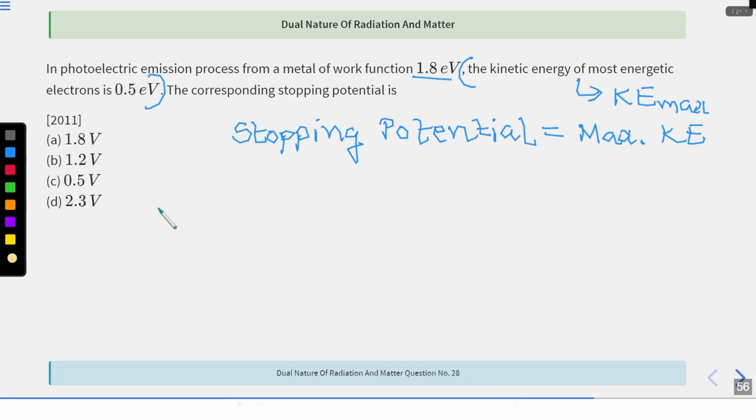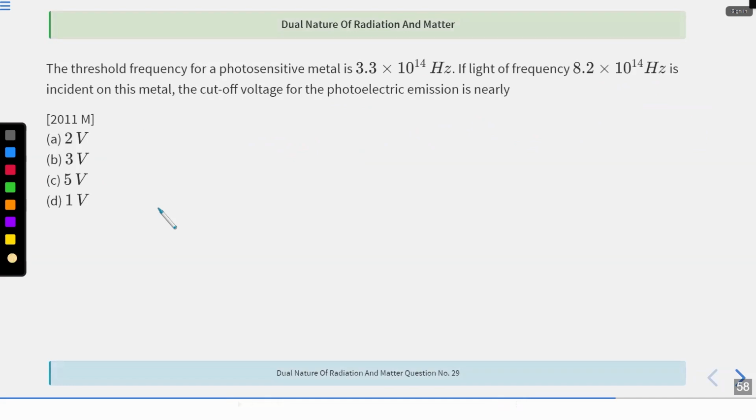So this is the work function. We need to find the stopping potential. And we know that stopping potential is equal to the Ke max. So that will be our option C. Right? Okay. Let's move on to the next question.